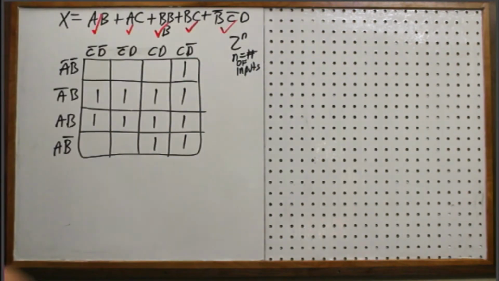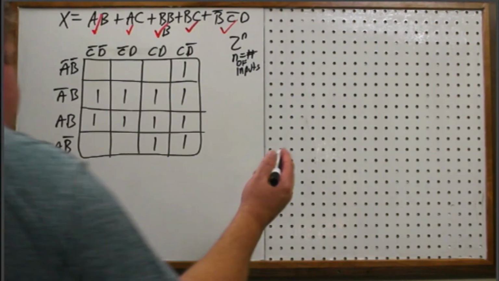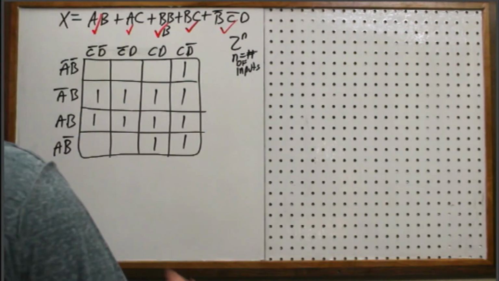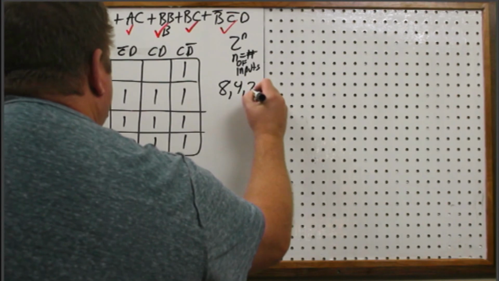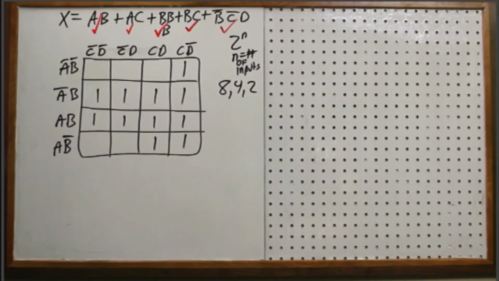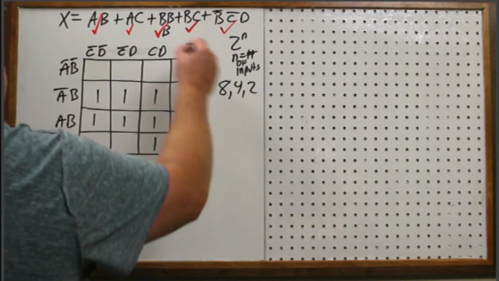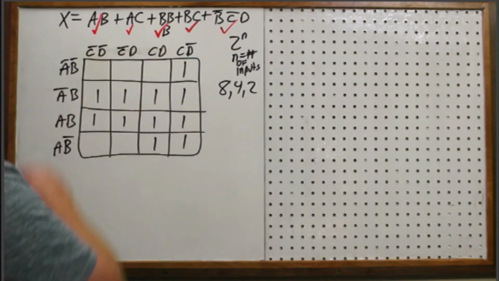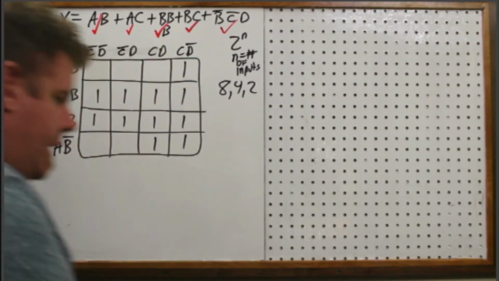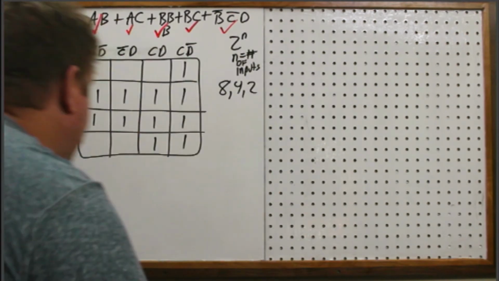Okay. So now what I'm trying to do is make groups of 8, 4, and 2. You can't do 6. You can't do 3. You can't go diagonal. This isn't like bingo. You can only do groups of 8, 4, and 2. Okay. So the biggest thing that I can draw, and I think that's pretty obvious, is a group of 8 right there in the middle.